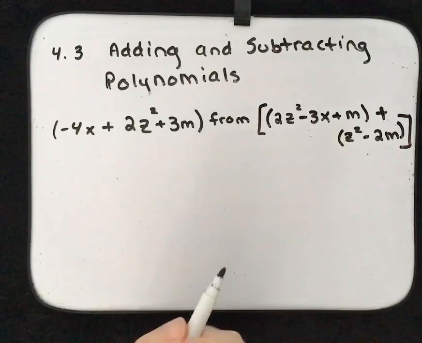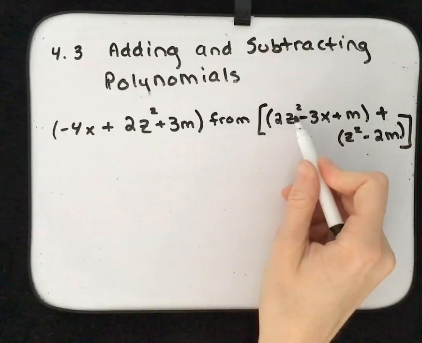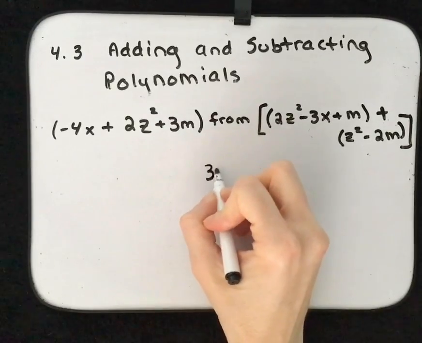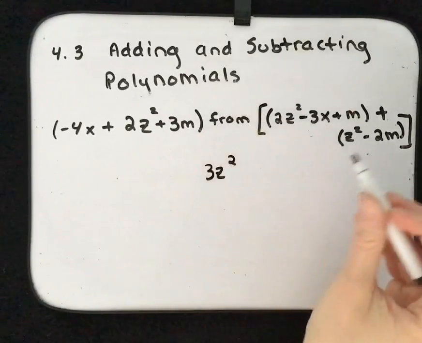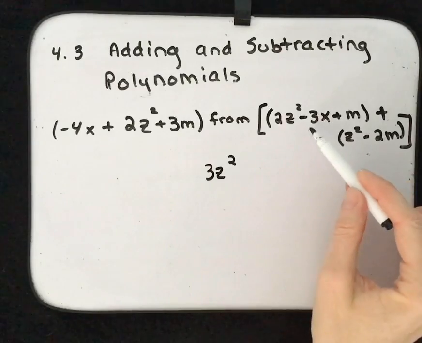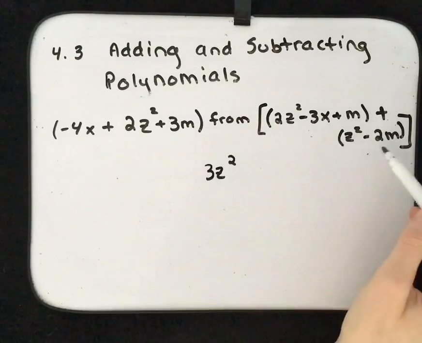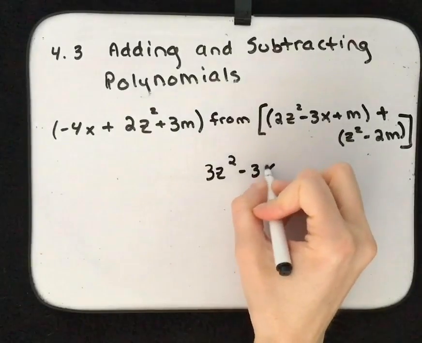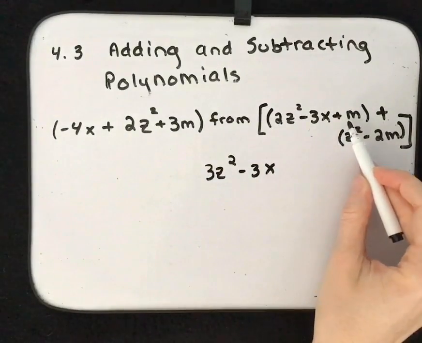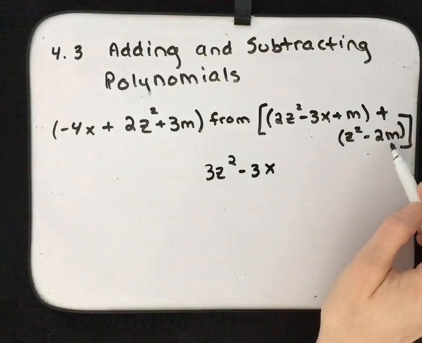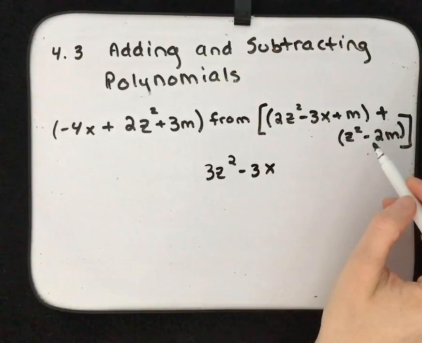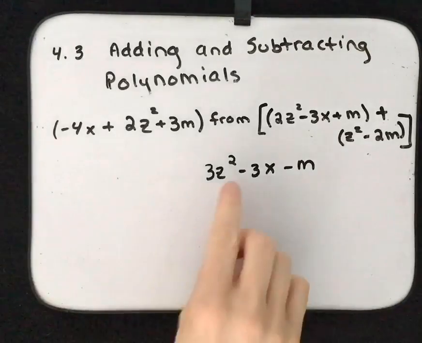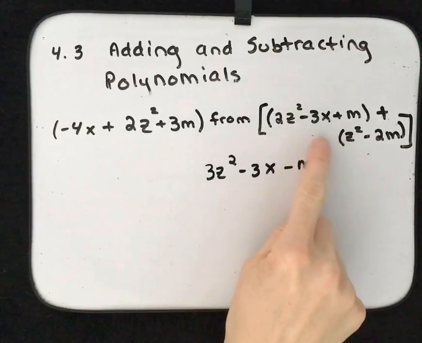So if I'm adding these together, well, here I have 2z to the second plus z to the second. So that's going to be 3z to the second. Then I have minus 3x. There are no x's in this one, so minus 3x stays. Then I have plus m, and I have minus 2m. So m plus negative 2m is minus m. That is these two pieces added together.